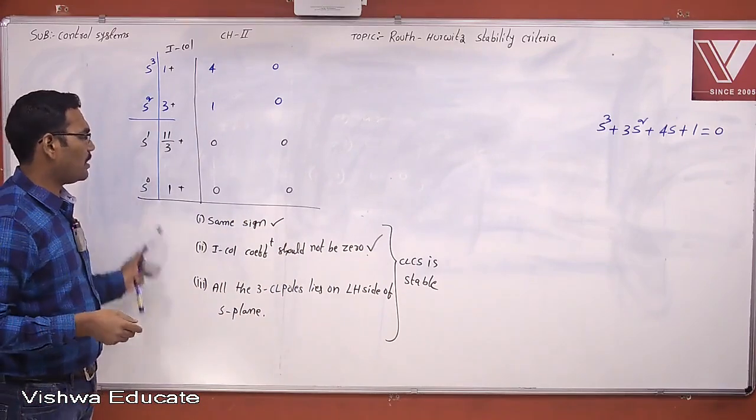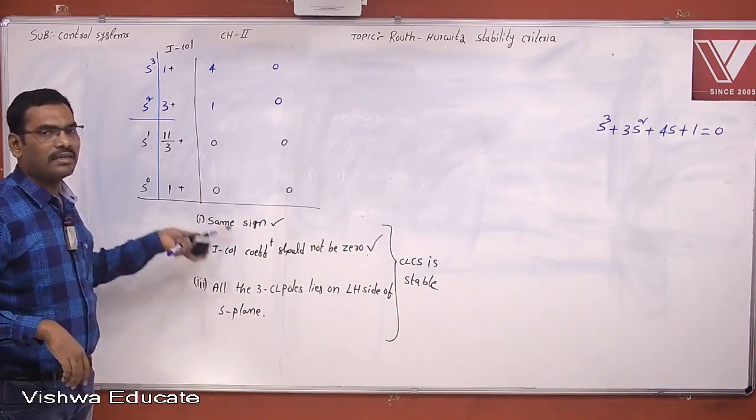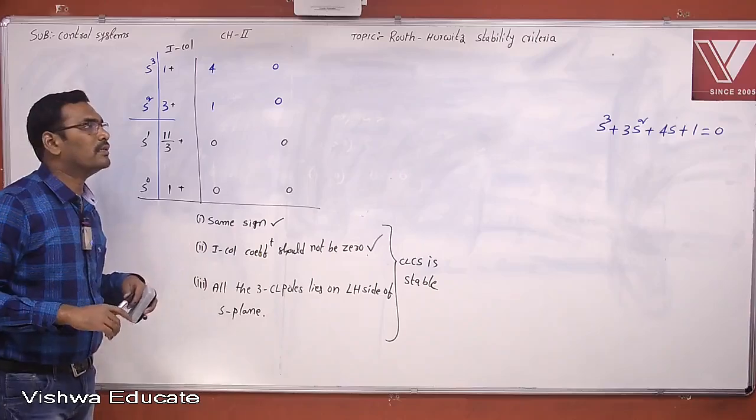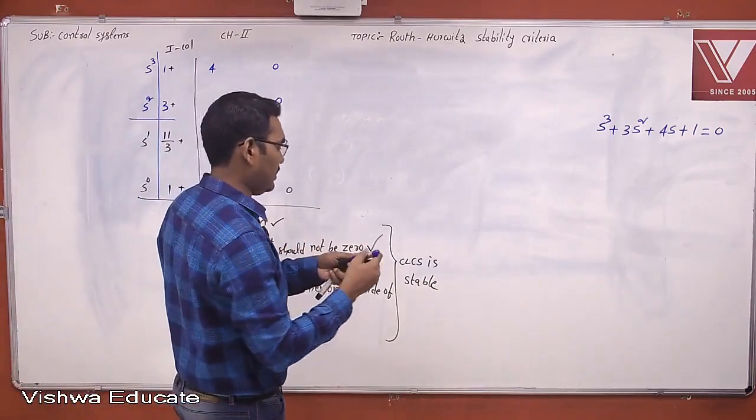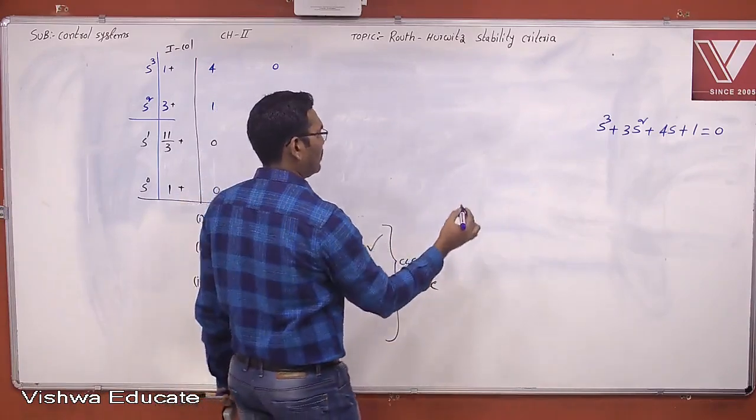This is for the RH criteria, and it will take some time. Now, without doing this, can I have any shortcut method? Yes, there is a shortcut method for that. That's what I'm giving now.